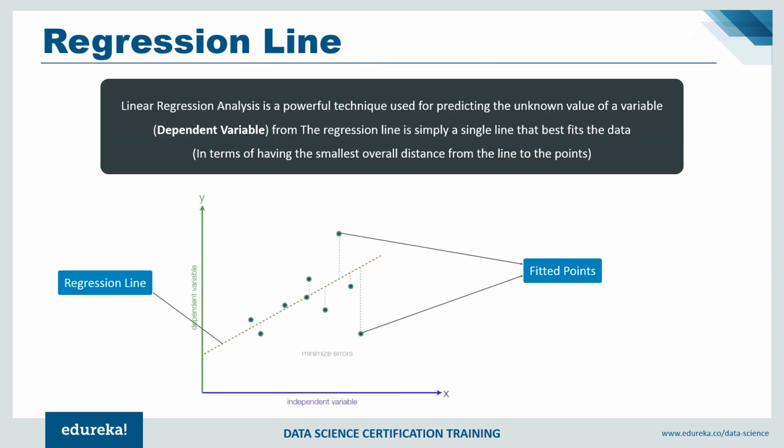Now, if we talk about regression lines, linear regression analysis is a powerful technique used for predicting the unknown value of a variable, which is the dependent variable, from the regression line, which is simply a single line that best fits the data in terms of having the smallest overall distance from the line to the points. As you can see in the plot here, we have the different data points. These are known as the fitted points. Then we have the regression line, which has the smallest overall distance from the line to the points. If we have a look at the distance between the point and the regression line, what this line shows is the deviation from the regression line, exactly how far the point is from the regression line.